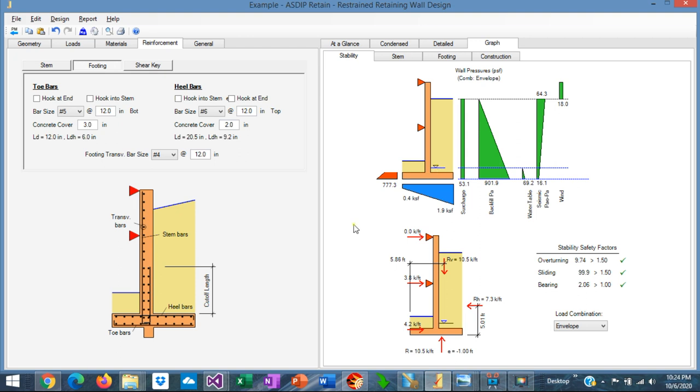As you can see, it's very easy to design restrained retaining walls in ASDIP RETAIN. I have published more videos explaining how to use the program in detail, and also videos with solved examples that you can follow. In this case, the purpose of the video is to show the engineering background behind the software.